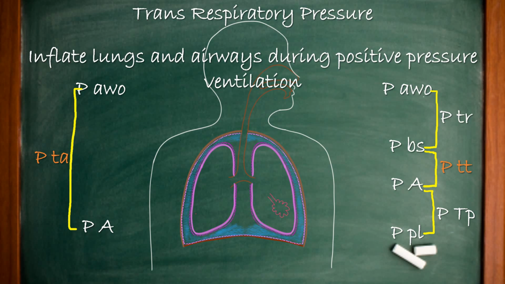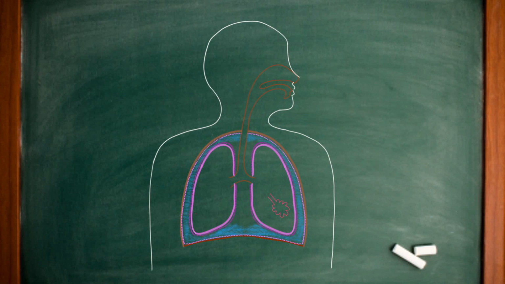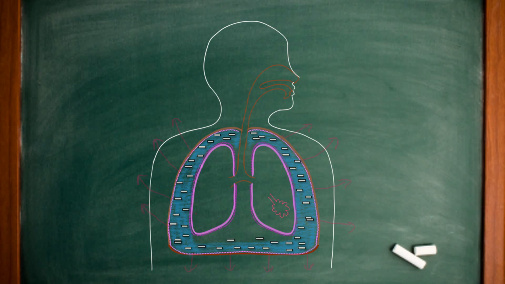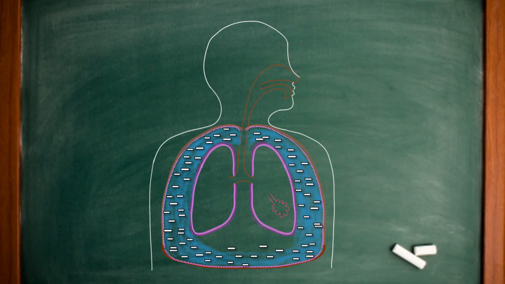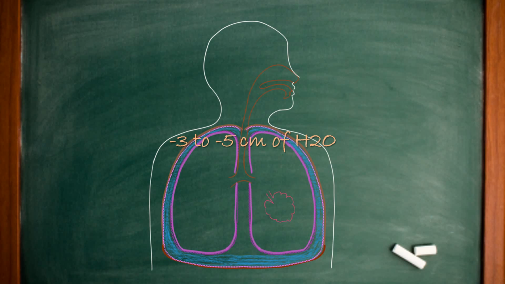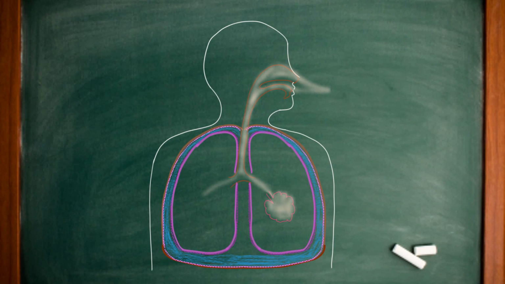So let's see what happens during a normal spontaneous breath. During inspiration, the muscles of the chest wall contract, thus pulling out the chest wall and the diaphragm out and down. This pulls the visceral pleura with it and thus increases the negative intrapleural pressure, which is then transmitted to the parietal pleura and thus to the lungs and the alveoli, hence causing the inflation of the alveoli, reducing the pressure between the airway opening and the alveolus to a further -3 to -5 centimeters of water, and thus creating a flow of air from the mouth to the alveoli.